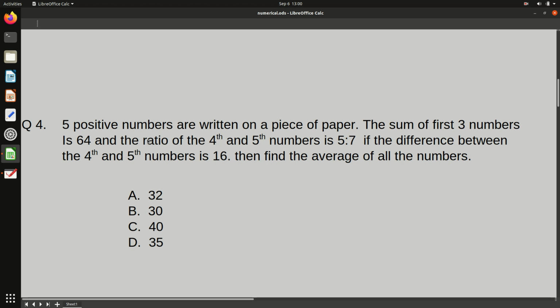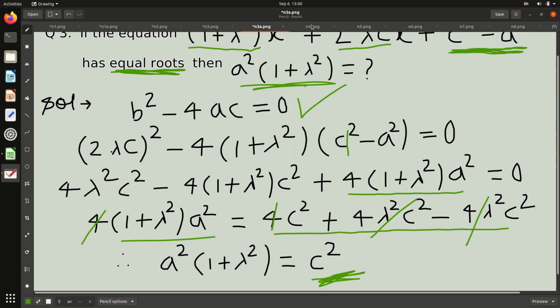Okay, so I hope all of you have gone through the question. In this question, basically we have to find the average of all the numbers, and there are 5 numbers. So let us see how to solve this.